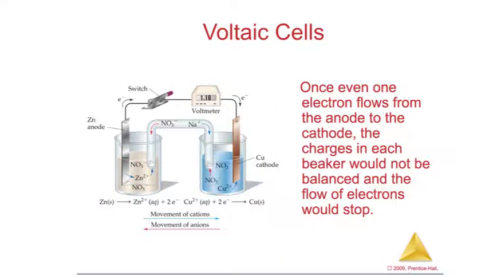Now, as soon as an electron moves from this compartment through to this compartment, we now have an unbalanced charge in each beaker. And so electrons would cease to move across once the charges were unbalanced. That's the purpose of the salt bridge.